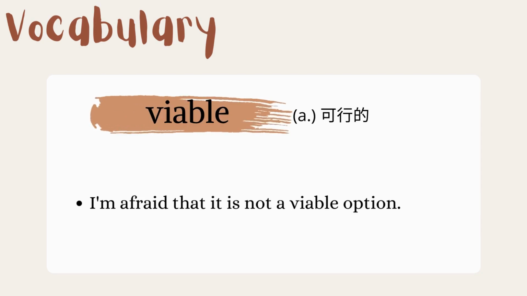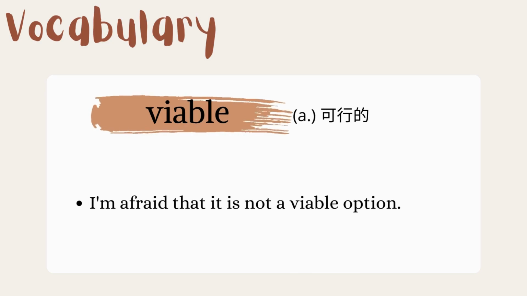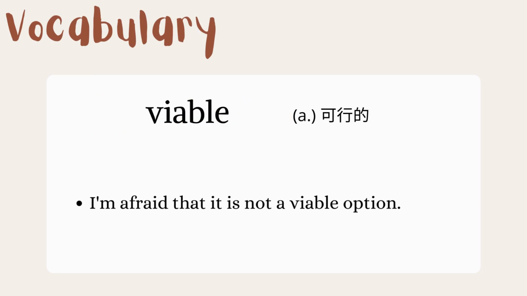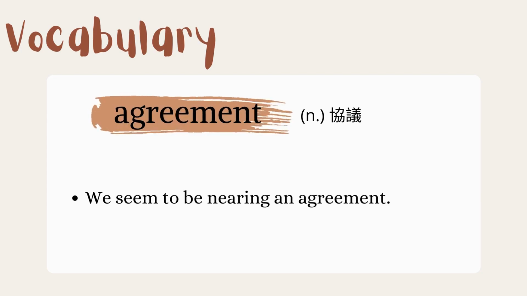Number 2, viable. Viable is an adjective and it means 可行的. For example, we can use that in the sentence, I'm afraid that it's not a viable option. Number 3, agreement. Agreement is a noun and it means 协议. For example, we can use that in the sentence, we seem to be nearing an agreement. 我们感觉将要达成协议.